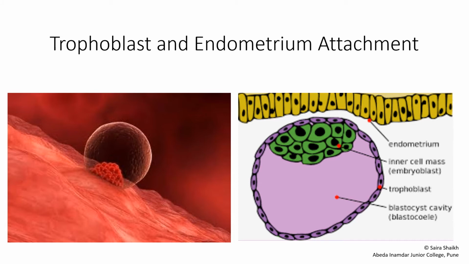Student, look at the picture. Here we can see the trophoblast, which is the outermost cell layer of the blastocyst. It is attached to the endometrium. The endometrium is the innermost lining of the uterus. This attachment is seen only after the 7th day of fertilization.